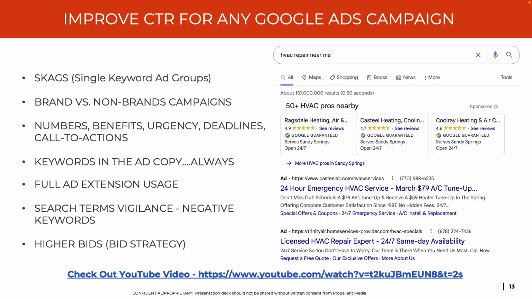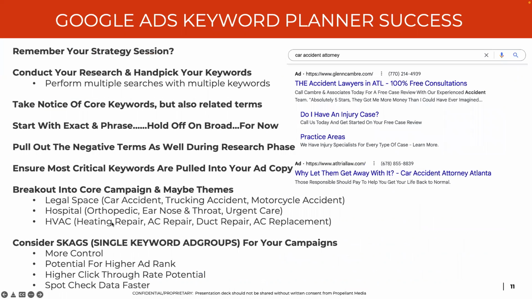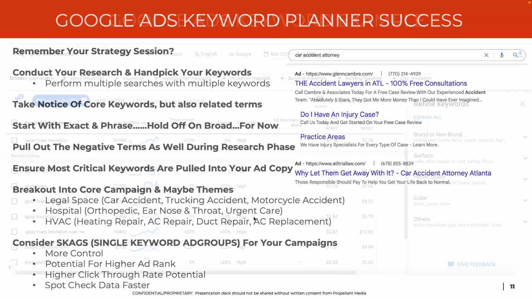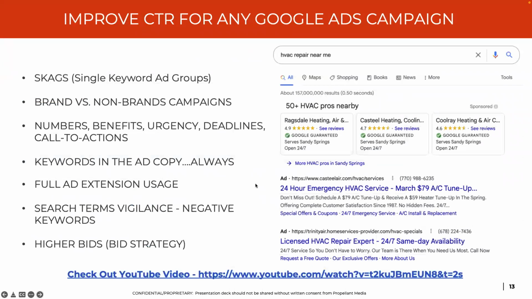We like to separate our campaigns also by brand as well as non-branded campaigns. So if my client was Ragsdale Heating, it would have its own brand campaign. And then very similar to what I was saying earlier, if they were offering heating repair, AC repair, duct repair, AC replacement, those would also be four separate campaigns relevant to the non-brand campaigns, if you will.